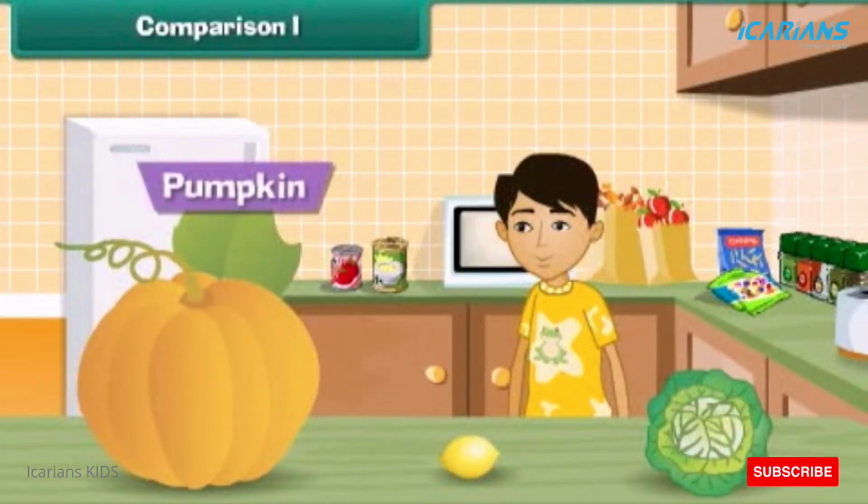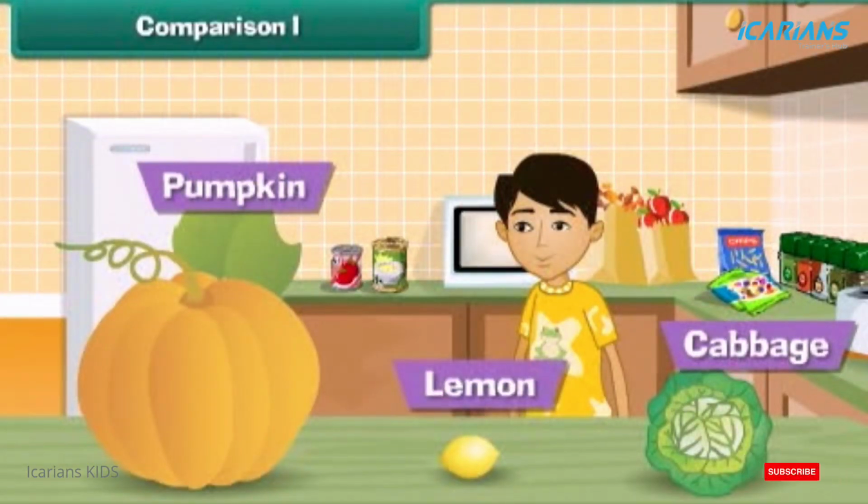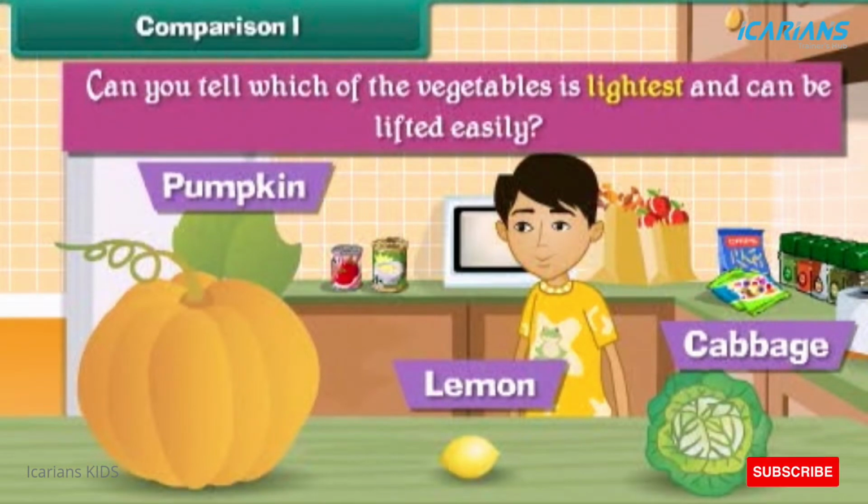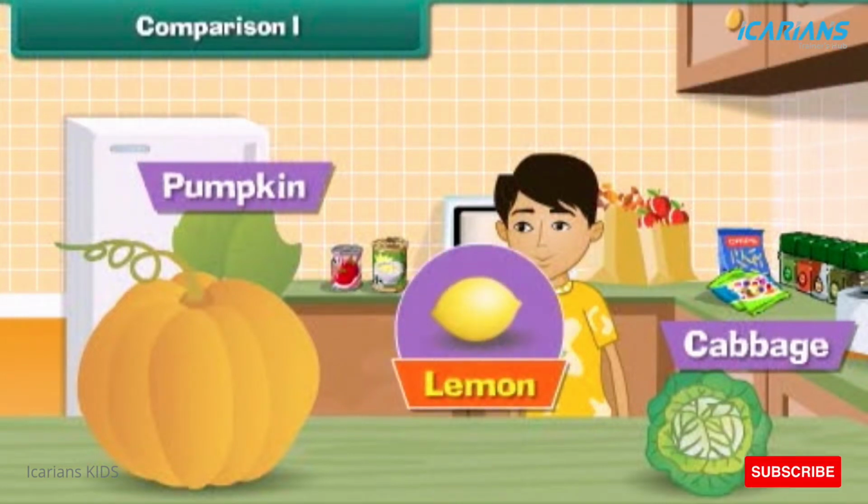Sandy has a pumpkin, a cabbage, and a lemon. Can you tell which of the vegetables is lightest and can be lifted easily? Yes, lemon is lighter than the other 2 vegetables. He can easily lift a lemon.